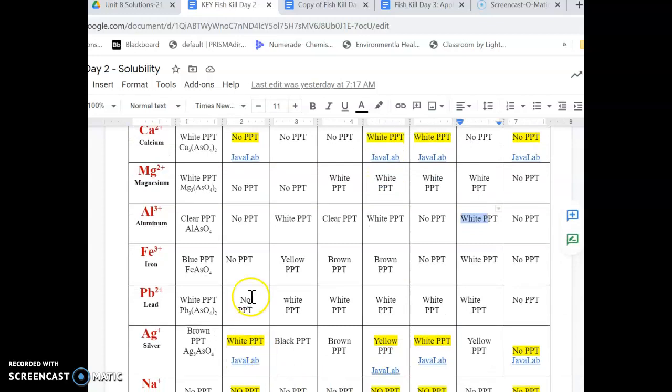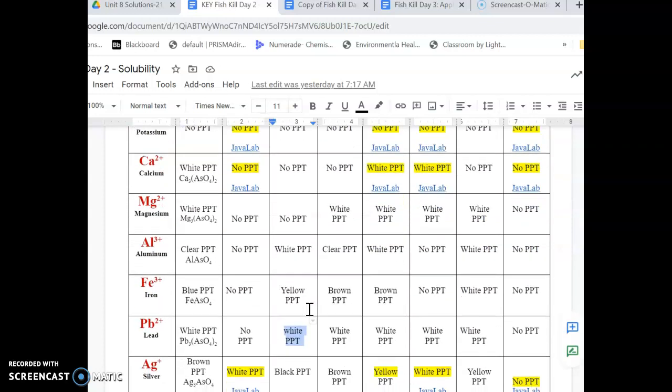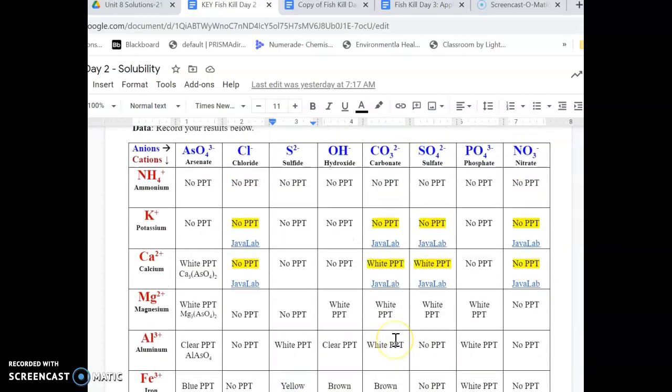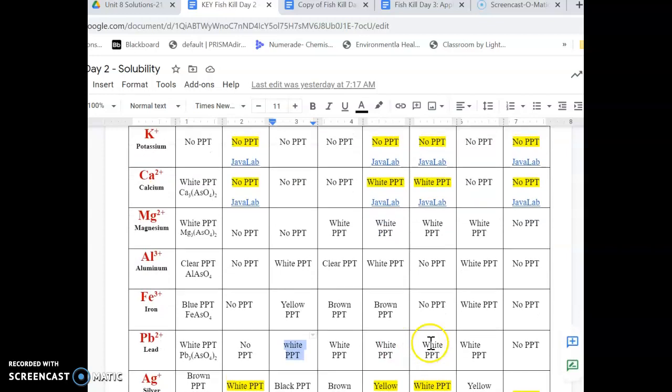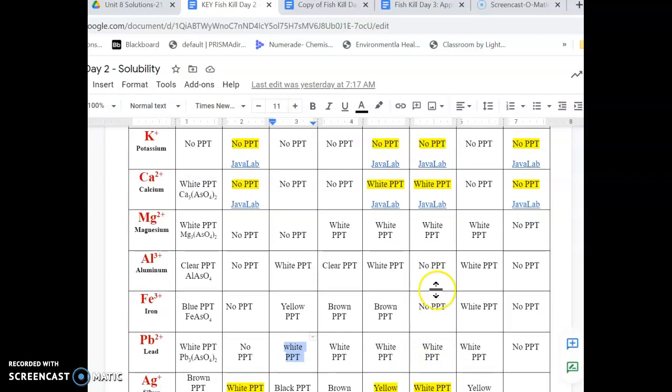If we look at the lead, for chloride it matches. It matches for the sulfide, hydroxide. It matches for carbonate. But then it does not match for sulfate. So for lead, it said that sulfate should create a precipitate, and in ours, it did not. So this one does not match for our lead.